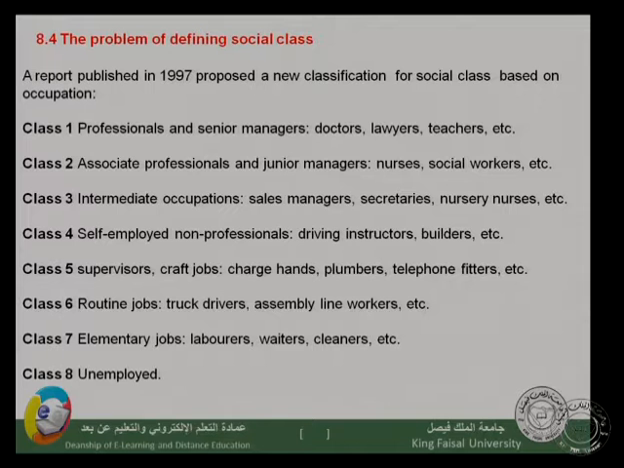So again, this report depends on the profession, on the job, on the occupation that a person does. The type of jobs like professionals and managers and doctors are of an upper social class. People who work elementary jobs like laborers, waiters, or cleaners, or even those who are unemployed, usually have a lower social class.